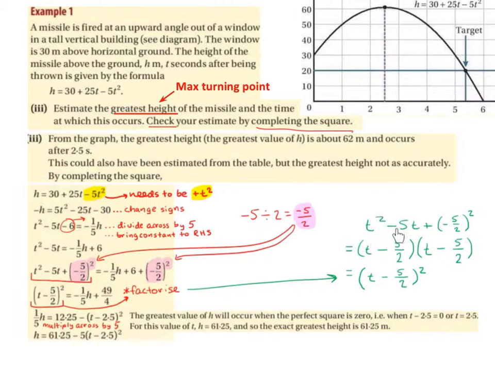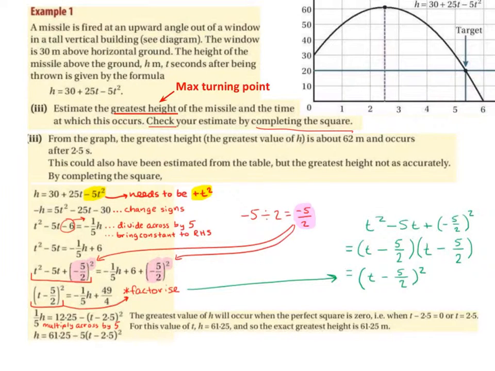And t minus 5 over 2 multiplied by t minus 5 over 2 is a perfect square, so it can be simplified to t minus 5 over 2 squared. So that's where the t minus 5 over 2 squared comes from here. So we factorized this and we ended up with this. So then we have minus a fifth h, we just bring that down, and then 6 plus minus 5 over 2 squared gives us 49 over 4.